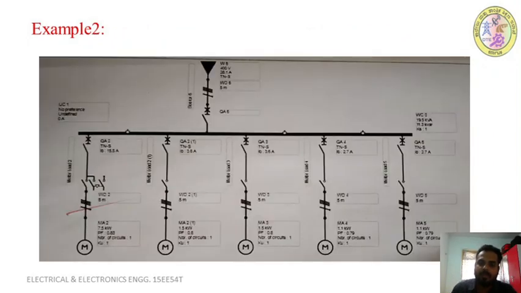Next, let's see some other examples. This is one more example of a single line diagram. The factory consists of 5 machines of different ratings. These 4 motors are provided with DOL starters, since they are of small rating, and this one is provided with a star delta starter. This symbol represents the star delta starter, since this motor rating is very high, 7.5 kilowatt.